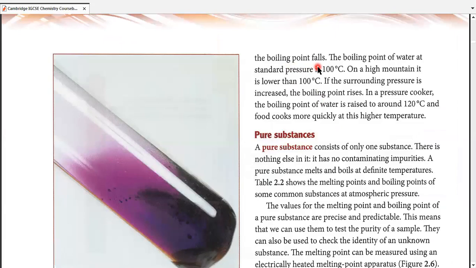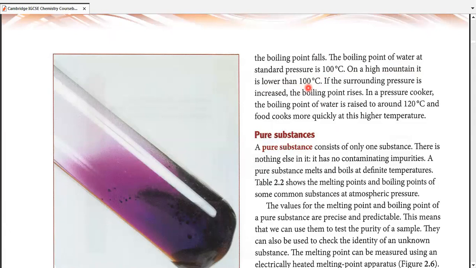The boiling point of water at standard pressure is 100 degrees centigrade. On a high mountain, it is lower than 100 degrees centigrade. Let me tell you, Murree Hills पे water का boiling point 100 नहीं होता, 98 हो जाता है. ठीक है, right?